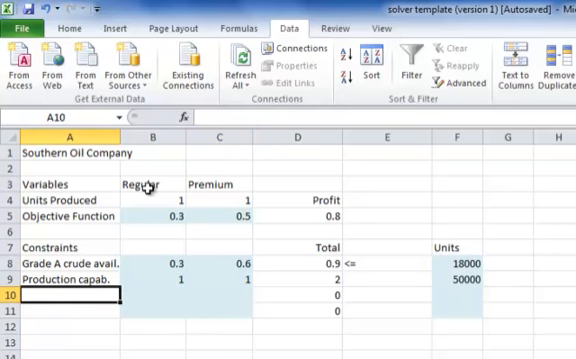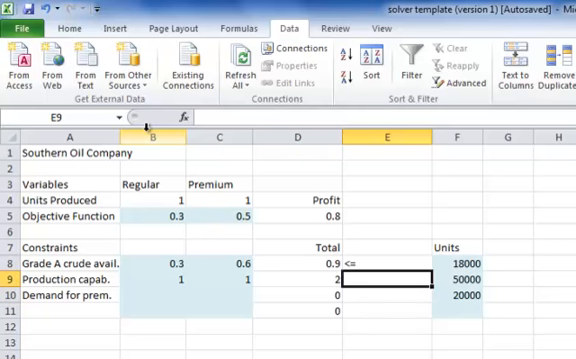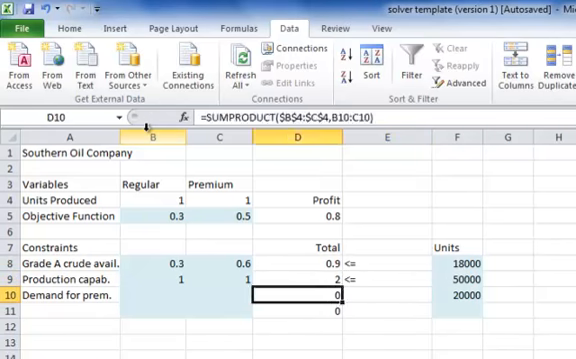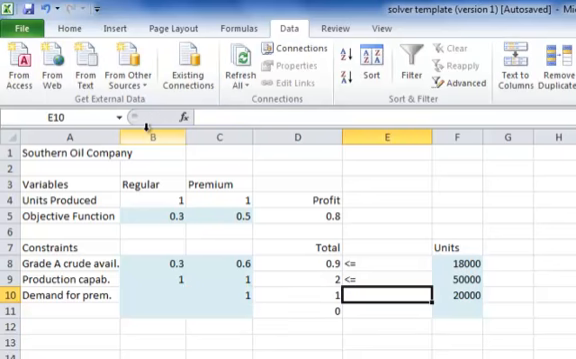The next constraint, our demand for premium, is no more than 20,000 gallons. Now let me back up here. Again, we know that we have to produce less than or equal to 50,000 gallons. For demand for premium, because we're only talking about premium here, we're going to put a 1 in this column. And again, we only want to produce less than or equal to 20,000 gallons.